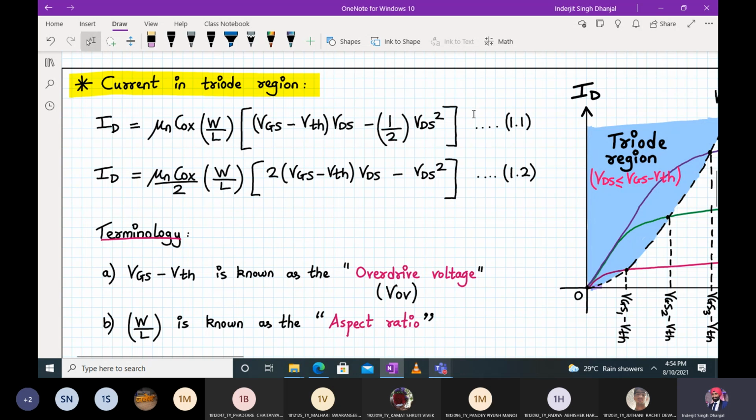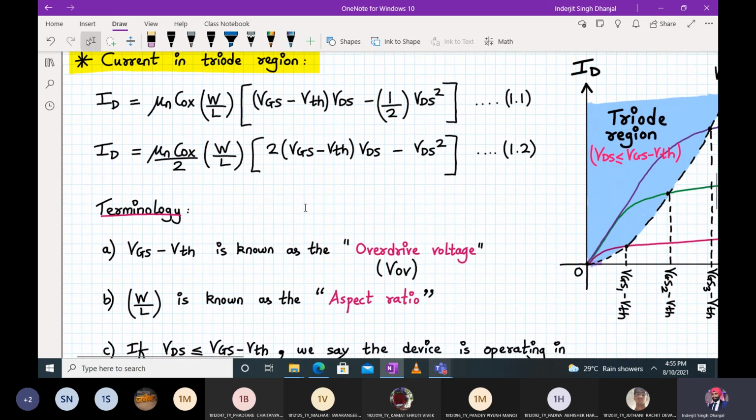You remember we derived this under the gradual channel approximation, GCA. We derived this equation for the MOSFET operating in the linear region, but now we call it the triode region. The same equation can be rewritten as follows: ID equals mu n Cox by 2 into W by L into twice VGS minus VTH into VDS minus VDS square. It's the same equation written differently. So 1.1 and 1.2 are the same. This is the current equation of a MOSFET when it is operating in the triode region.